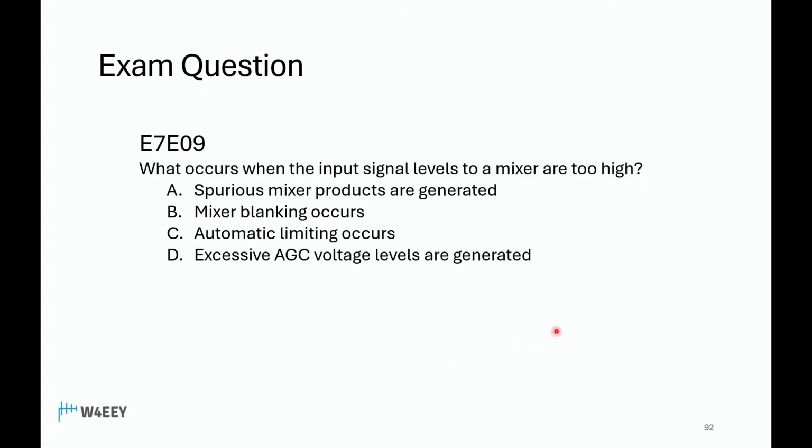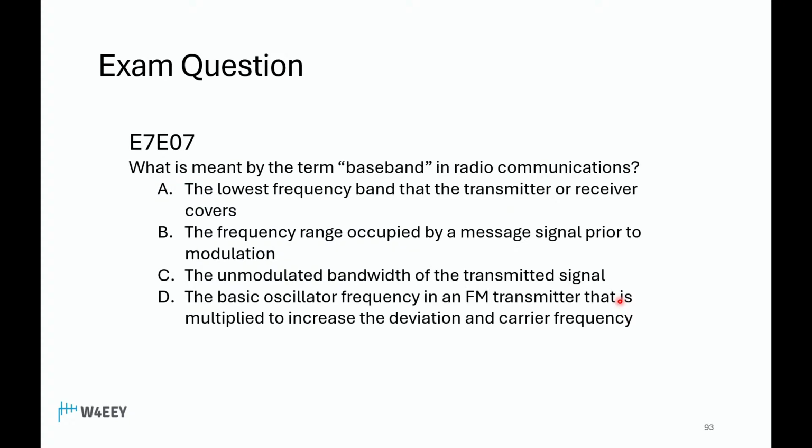What occurs when the input signal levels to a mixer are too high? Alpha. Spurious mixer products are generated. So you not only get the sum and difference frequencies of the two inputs, but you get all kinds of intermodulation frequencies as well. What is meant by the term baseband in radio communications?